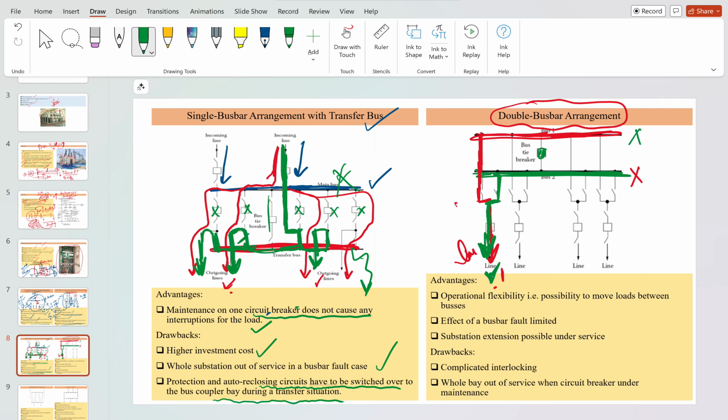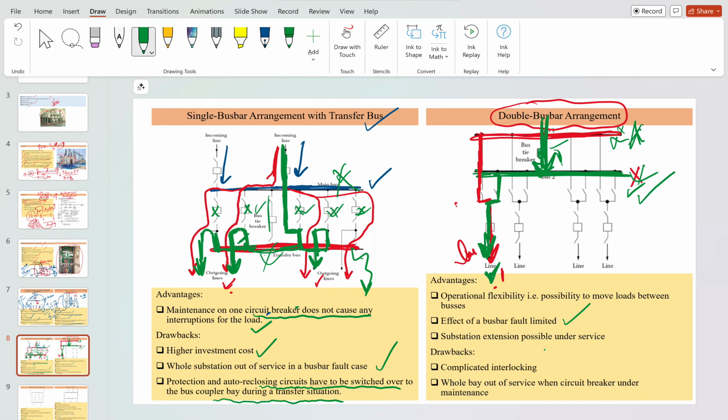Here the tie breaker is there; when you switch it on, the power will flow like this. Here the operation flexibility is increased because you don't have to put multiple systems into the picture. You have just two bus bars for the same line, and one can be operated at a time when a fault is there and under different conditions. The effect of a bus bar fault is limited because when the fault is there, you can operate the other. Here the fault is there, the other one is gone. When the fault comes here, just disconnect the tie line.